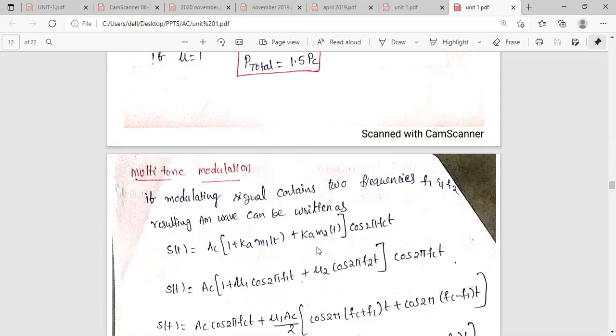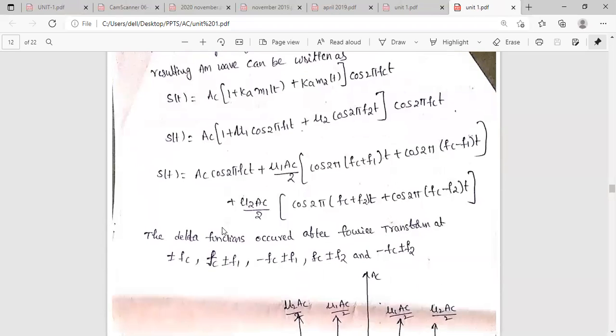So f1, f2 we are assuming, and after that you may expand. The expression is like this. See here, you can observe the modulated wave contains a carrier component, and along with the carrier we have the sidebands. Here the carrier is called the center frequency. The sidebands are fc plus f1, fc minus f1, fc plus f2, fc minus f2.